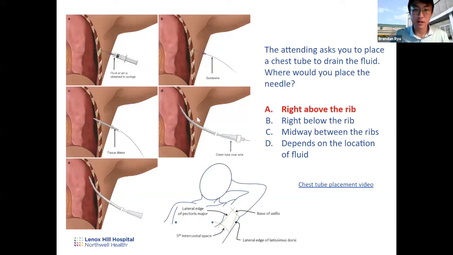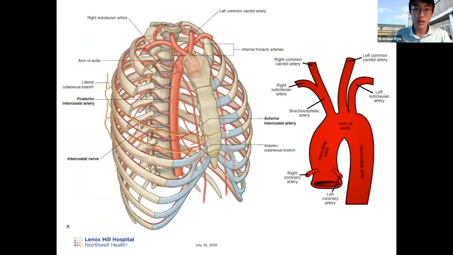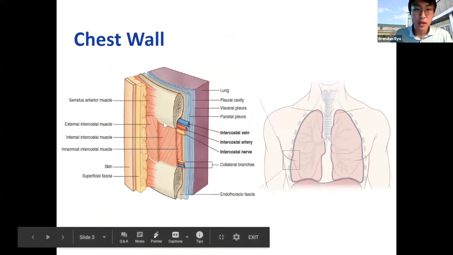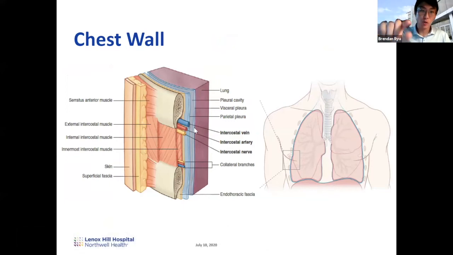Can we go back to the picture, Morgan? So you see right here, one way to memorize is it's organized VAN. So the veins, arteries, and nerves. So imagine a van running along the ribs. From superior to inferior, it's vein, artery, and nerve. And that's right below, so you want to be able to feel the upper part of the ribs to avoid hitting these veins, arteries, and nerves when you place the needle.